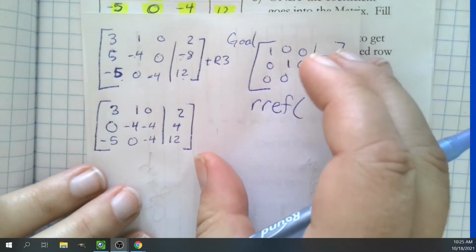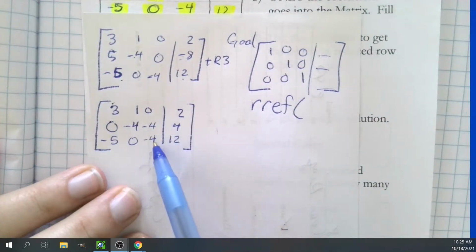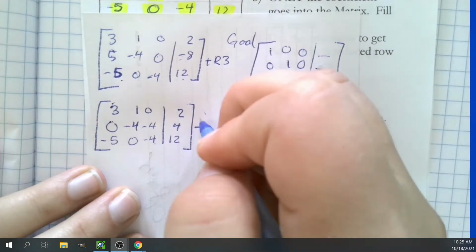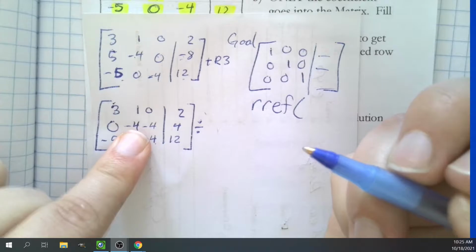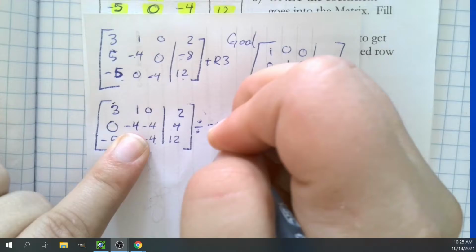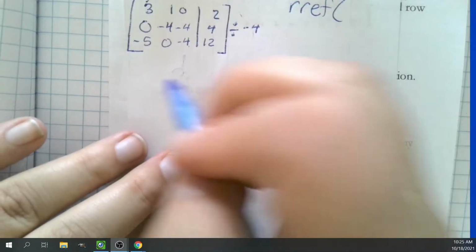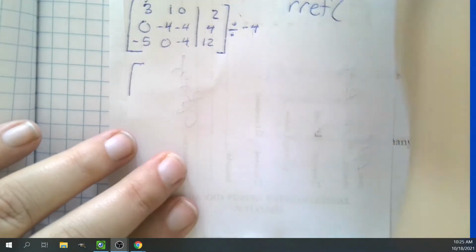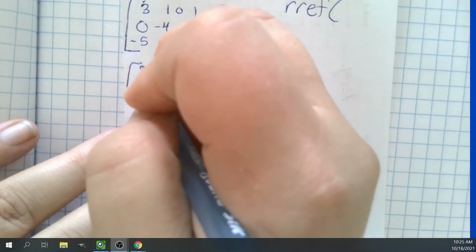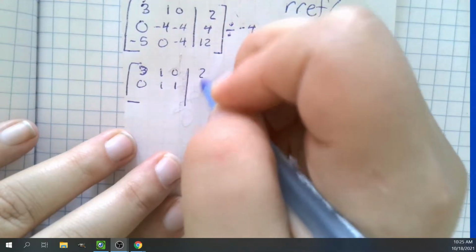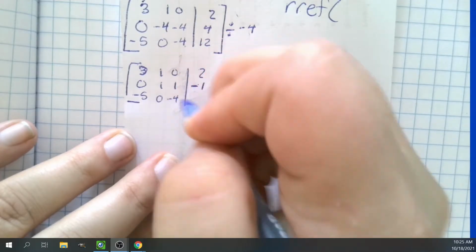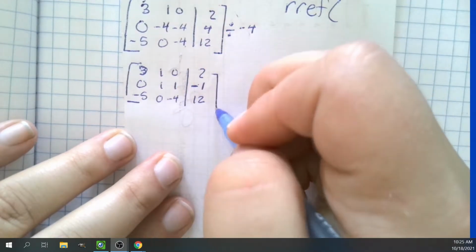Okay, so my goal is to make it so that I have 1s across here and get rid of everything else. This row, I'm going to divide it by, what do I need to divide negative 4 by to get a 1? 4. No, negative. I'm going to divide it by negative 4. So I'm going to leave everything else the same. 3, 3, 1, 0, 0, 1, 1, 2, negative 1, negative 5, 0, negative 4, 12. Okay?